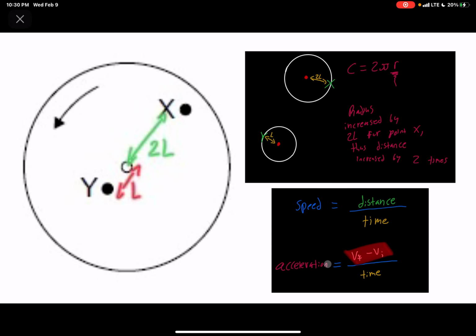The velocity doubled and they both share the same time, so the acceleration is going to be 2a. So our only answer is B, which says that the linear speed of x is 2v, while the centripetal acceleration of x is 2a.